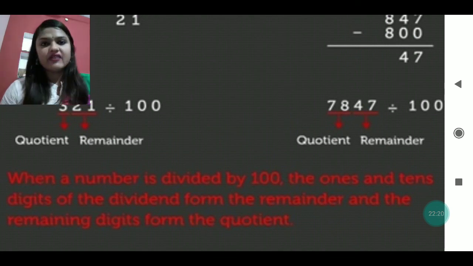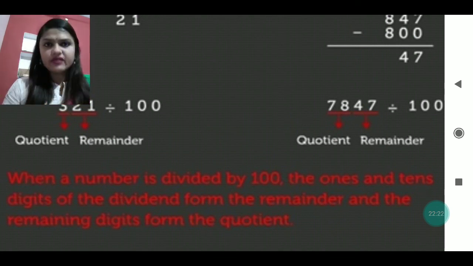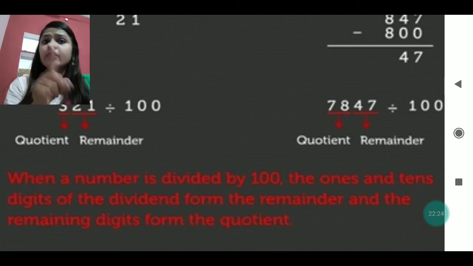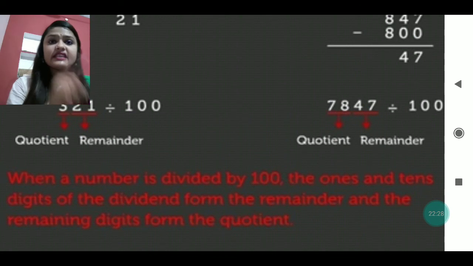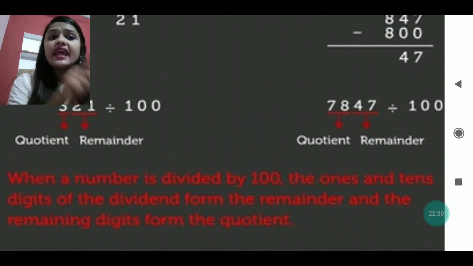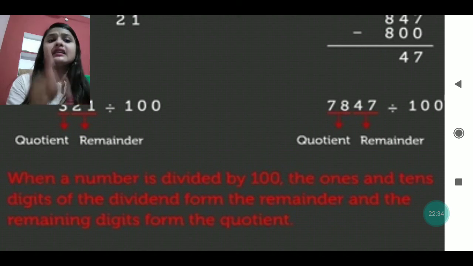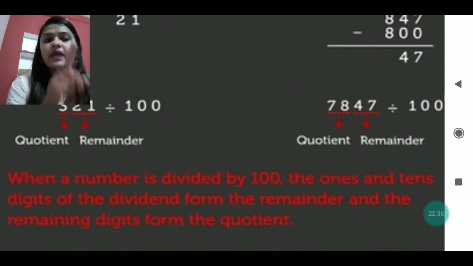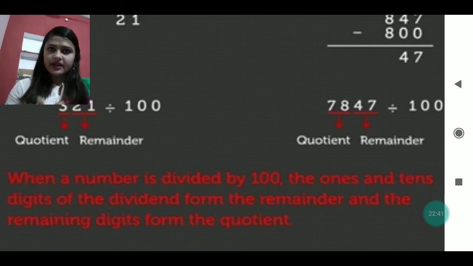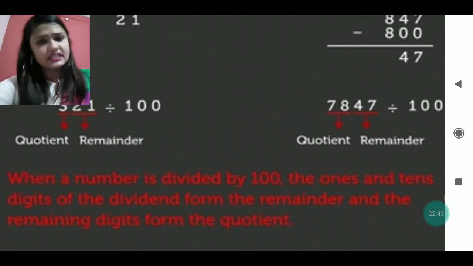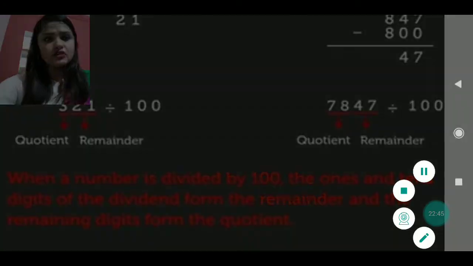In the same way, like 321, when we divided by 100, 21 became the remainder and 3 became the quotient. In the same way, when we divided 7847 by 100, then 47 became the remainder, whereas 78 became the quotient. So the same thing. Both things you keep in mind.